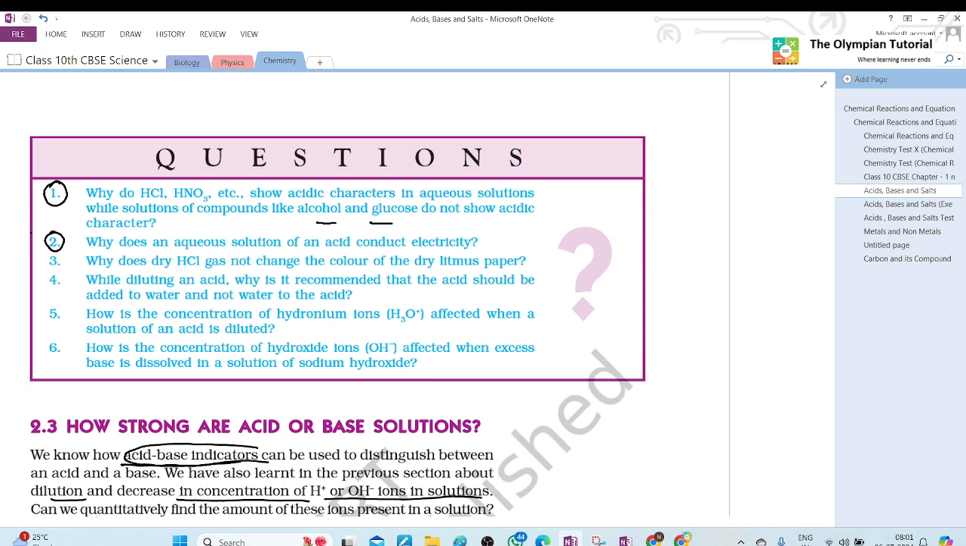Why does dry HCl gas not change the color of the dry litmus paper? Because it did not come in contact with water and dissolve and release the ions. It's not having H plus ion. That's why. Fourth, Aikta.